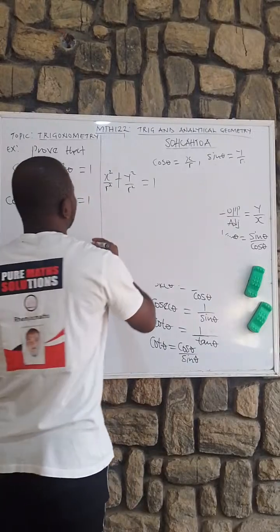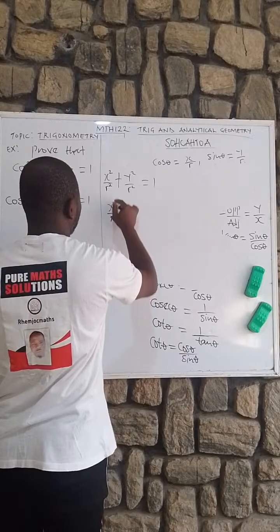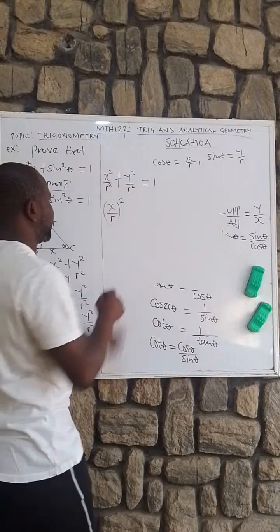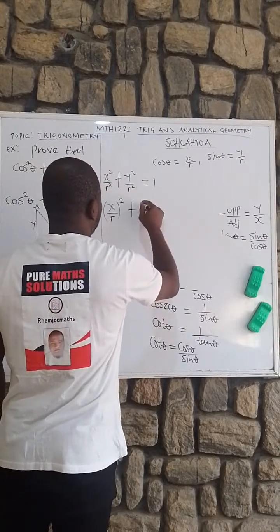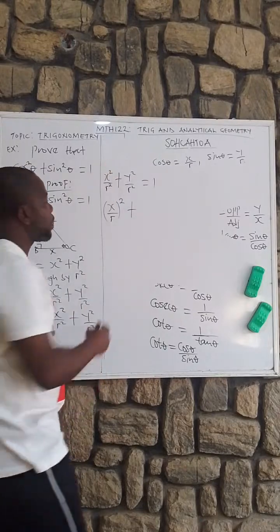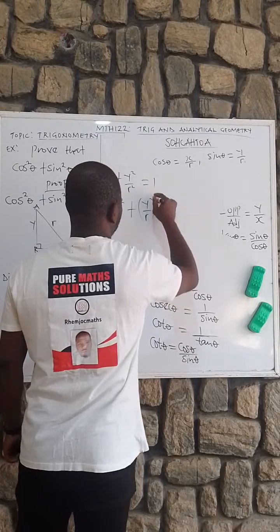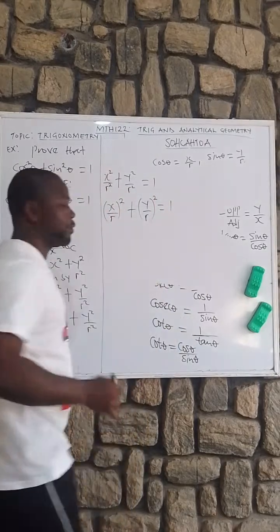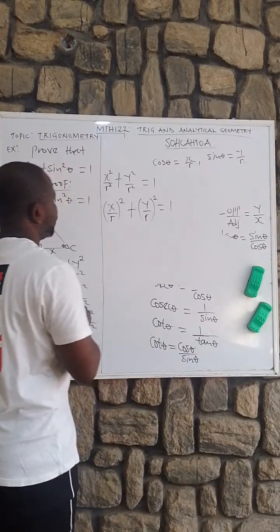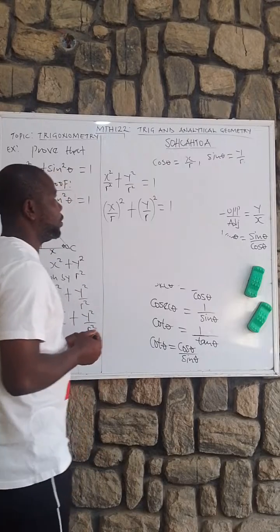So let us transform it in this form: x all over r, all in square. It's the same thing as this, because by the time you apply your indices, you get back the same thing. Then plus y all over r, all in square is equal to what? 1. True or false? So far, so good.